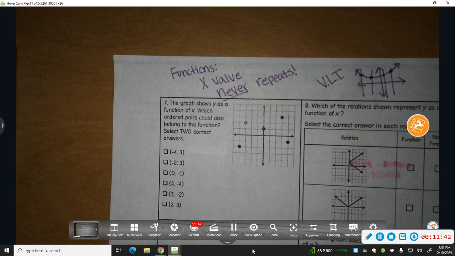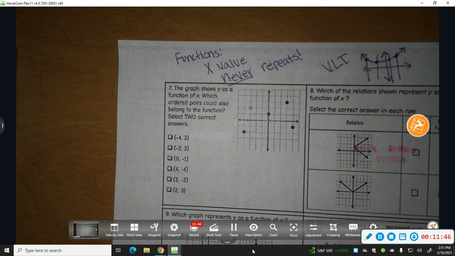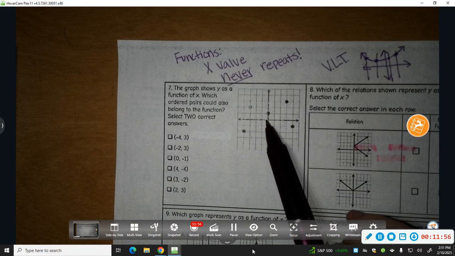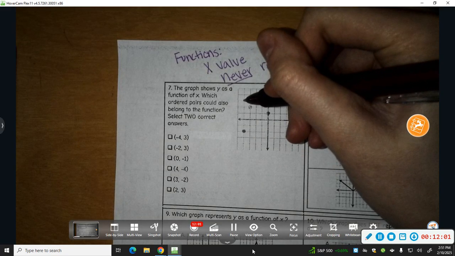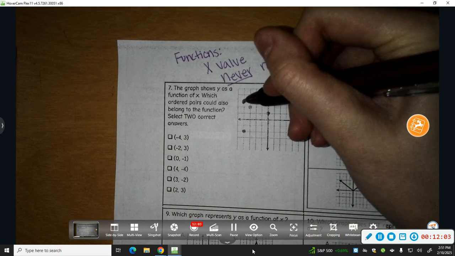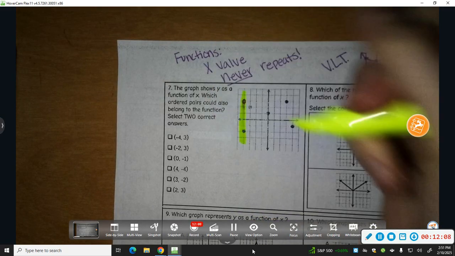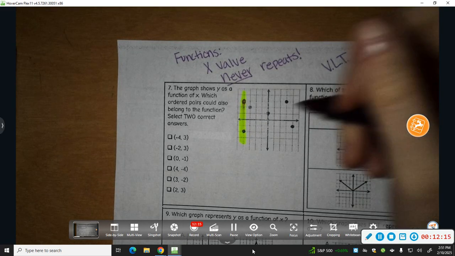My first one says that the graph shows y as a function of x, which ordered pair could also belong to the function, and they want us to select 2 correct answers. Okay, so remember, my x values can never repeat. So if I go to -4, 3, I'm going to count over 4, 1, 2, 3, 4, and then up 3, 1, 2, 3. If I plot this on this line here, and then I drew a vertical line, it's going to touch both of these points because they both have an x value of -4. So I know that cannot be a function.